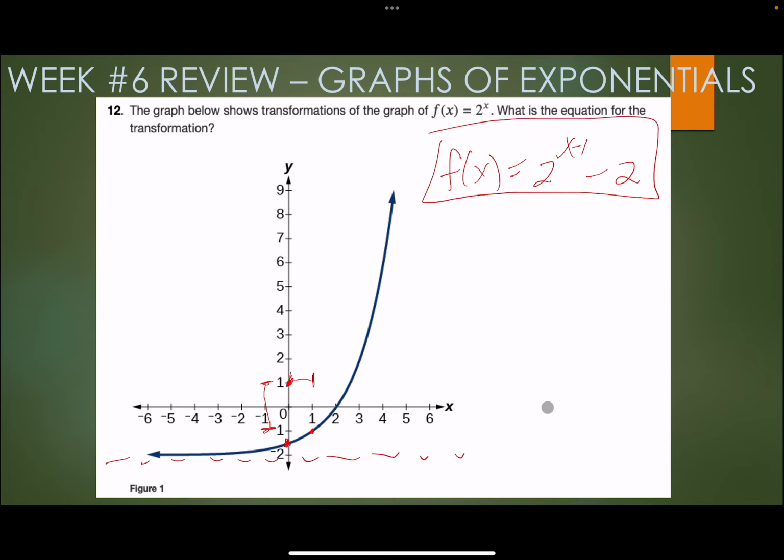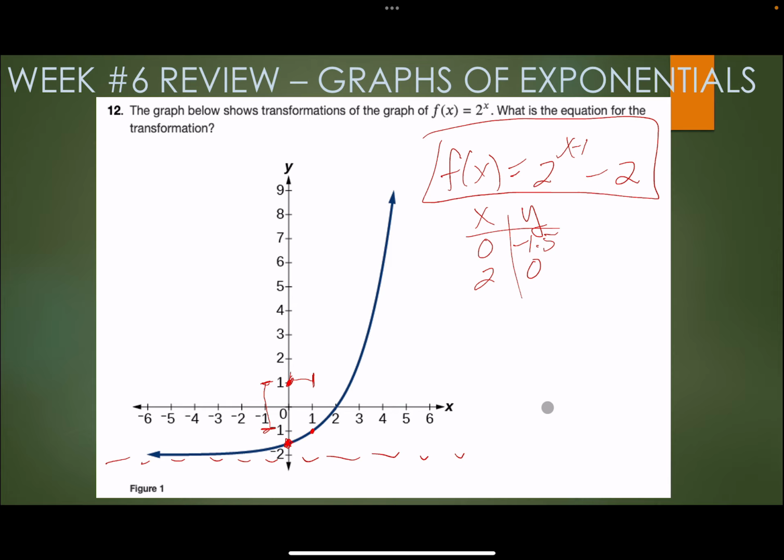Now let's say you can't see that, let's say you don't recognize a shift. Well, what else could you do? Well, we could take the points that we know and make a little XY table here, right? You would say that x is 0, y is negative 1.5. And then we also know that at 2, y is 0. You can take that table and put it into Desmos and have it create the equation for you.